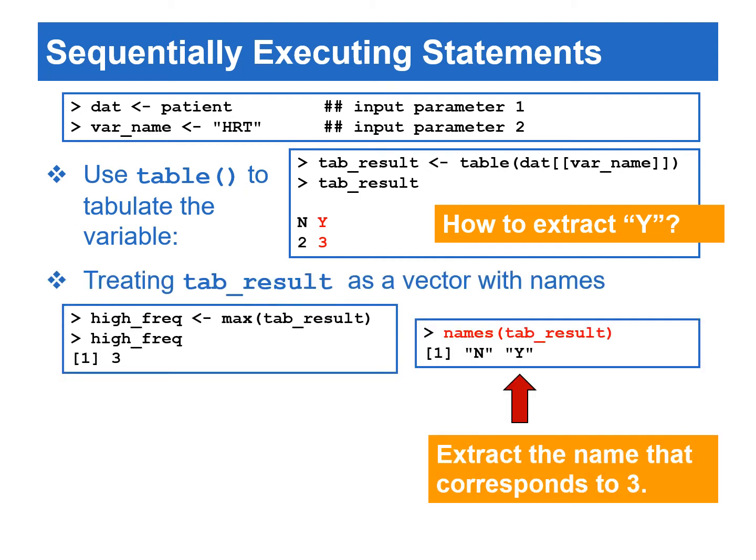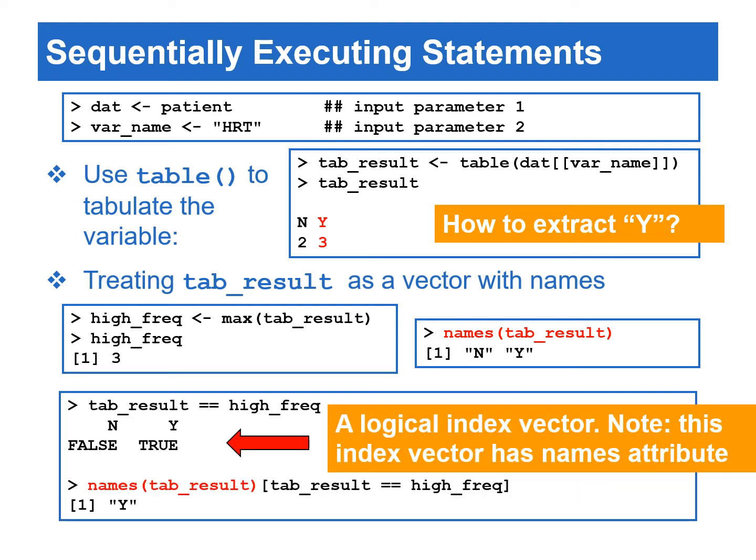We can treat the result from the table function as a numeric vector with names. The names are n and y. We can use the max function to return the highest frequency, which is 3. Then we just need to extract the name that corresponds to 3. We can generate a logical vector by comparing tab result, which is the result from the table function, with high freq. Once we obtain the logical index vector, we can extract the high frequency value, which is y, in the last command.